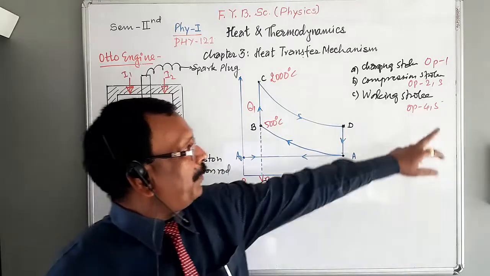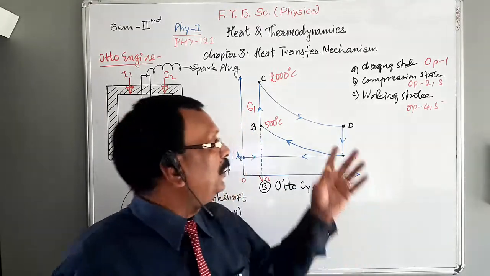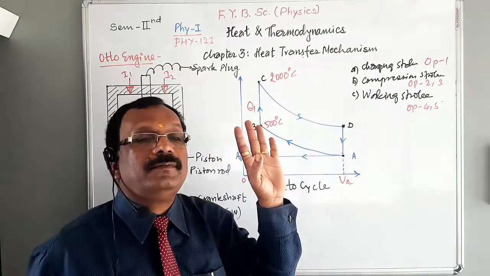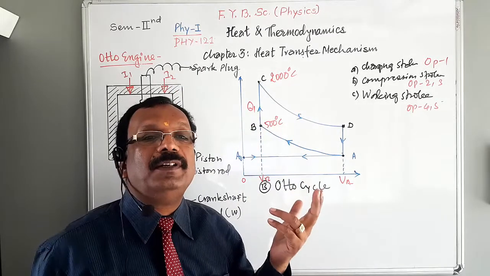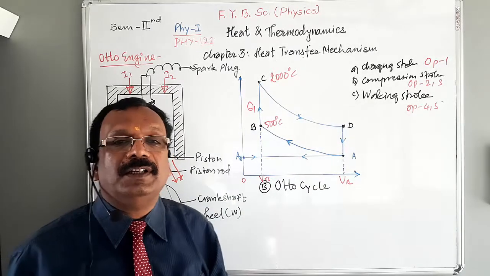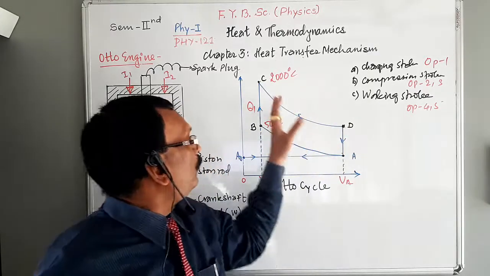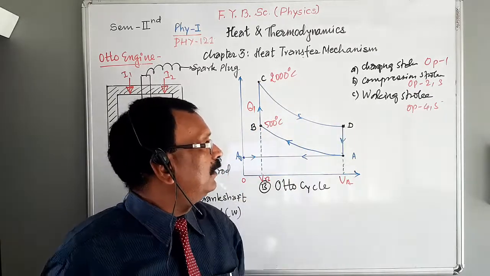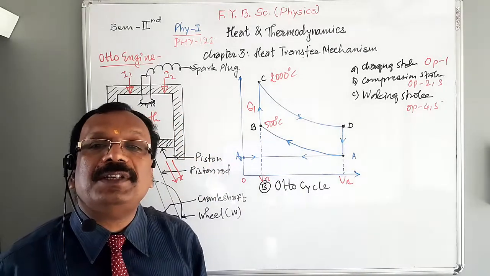Now the next operation, operation 5, is the second part of the working stroke. Now during this stroke, what happens? The exhaust valve I2 gets open. Sorry, during this operation, the movement of the piston stops. What I said, during operation number 5, the movement of the piston stops.